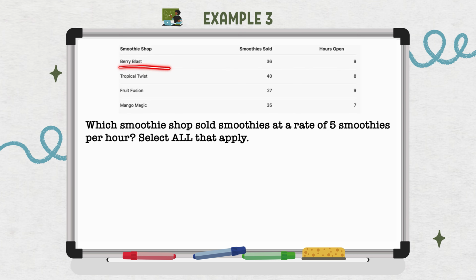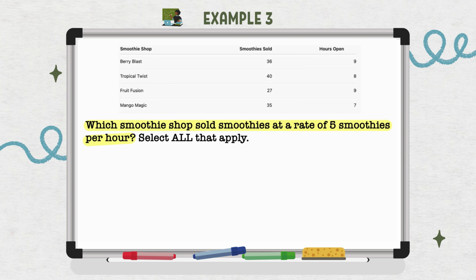Berry Blast sold 36 smoothies in 9 hours. Tropical Twist sold 40 smoothies in 8 hours. Fruit Fusion sold 27 smoothies in 9 hours. And Mango Magic sold 35 smoothies in 7 hours. Let's highlight the question. Which smoothie shop sold smoothies at a rate of 5 smoothies per hour?